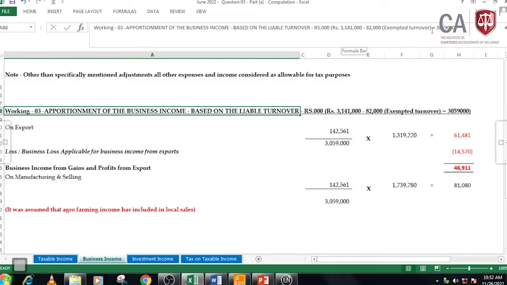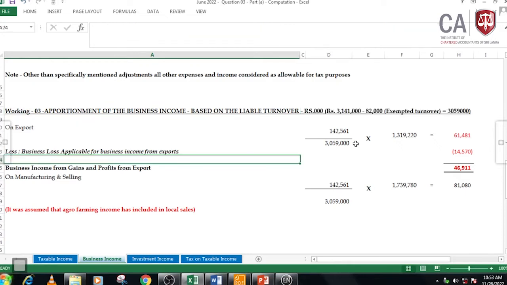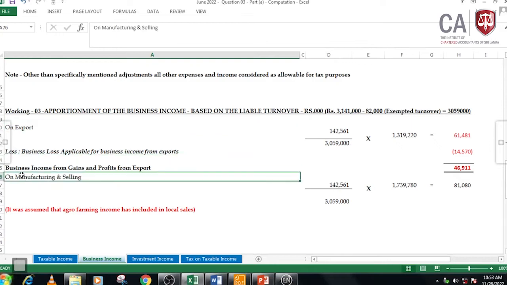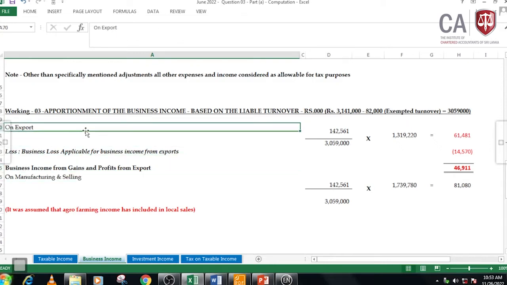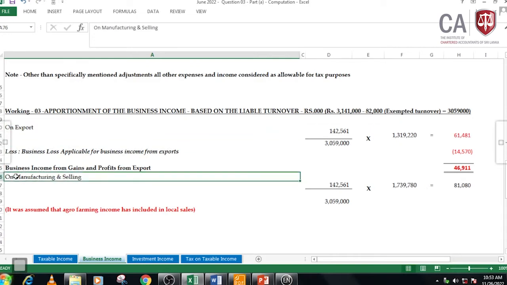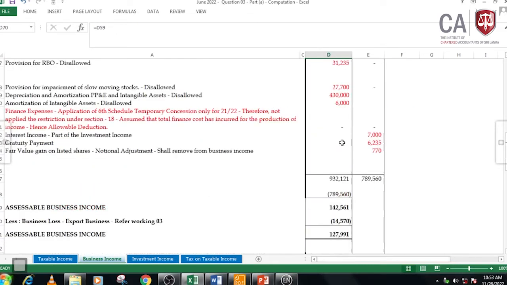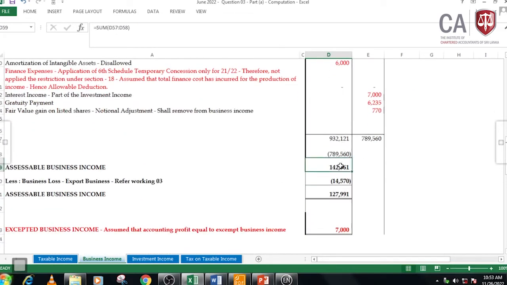Then this liable turnover, which is local and export, I need to divide, not the exact amount given in the paper. Now let me take export and manufacturing. Why do we need to divide this? Export is at the rate of 14%, manufacturing and selling at the rate of 18%. Then when it comes to export, we need to take the business income before the loss.